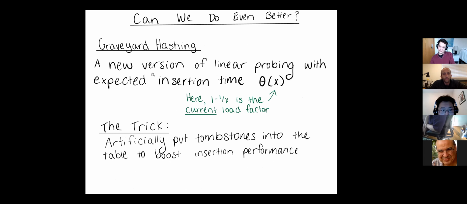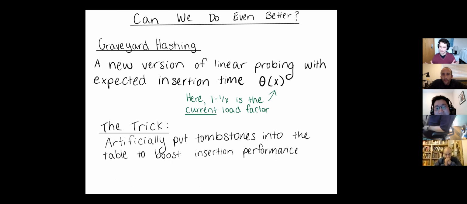So we came up with a new version of linear probing that we call graveyard hashing. And graveyard hashing actually has the ideal guarantee. Every operation takes expected time order x. And here x is based on the current load factor at any given moment. So even as x changes dynamically, so do the expected times of your operations.